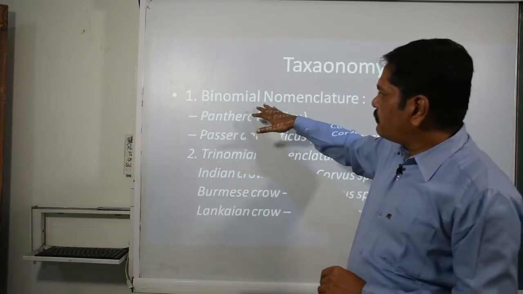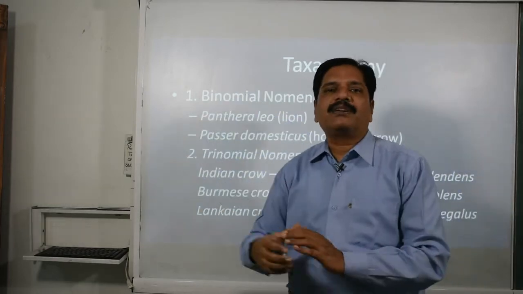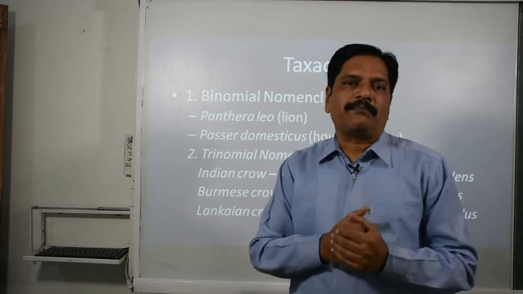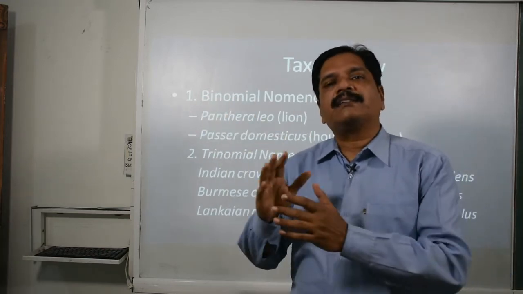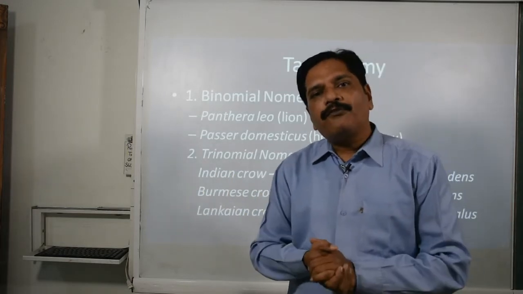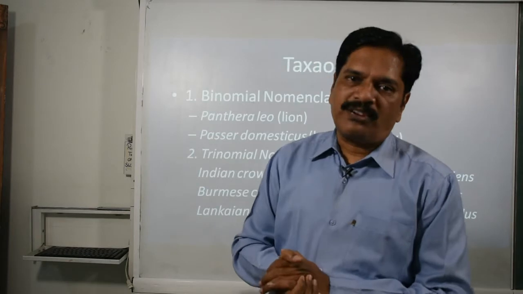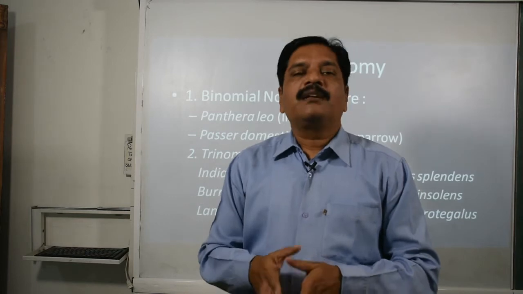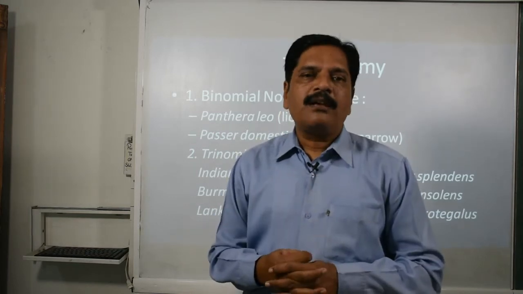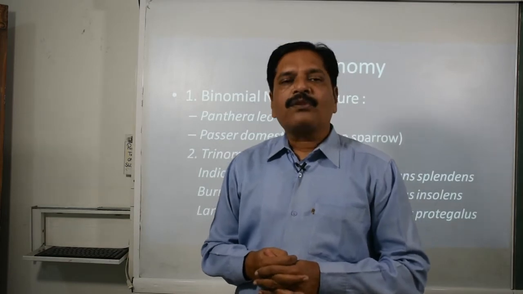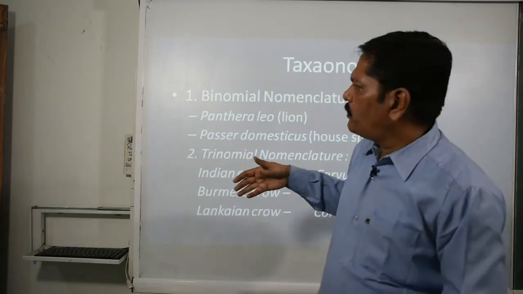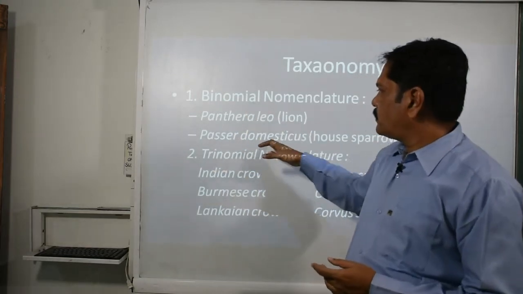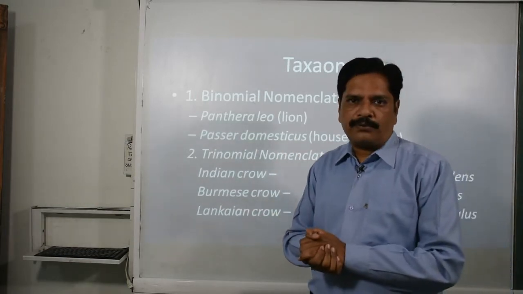That's why it is kept in this category, the binomial nomenclature. When the naming of an organism consists of two names, the first name is the generic name and the second is the species name, then this kind of nomenclature is called the binomial nomenclature system, and it was given by Carolus Linnaeus. Even the name Homo sapiens was given by Carolus Linnaeus, remember this. Some names you know very well, like Panthera leo, the name of the lion, and Passer domesticus, the name of the house sparrow.